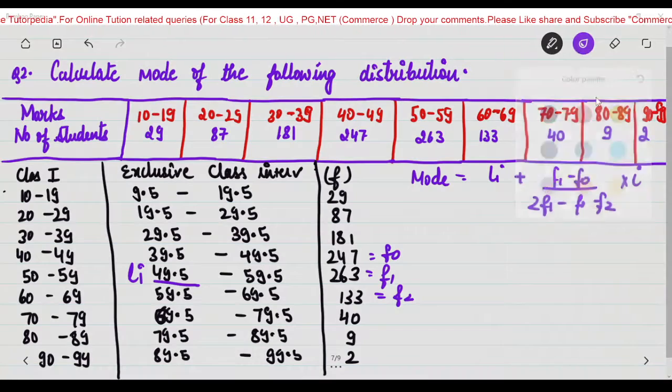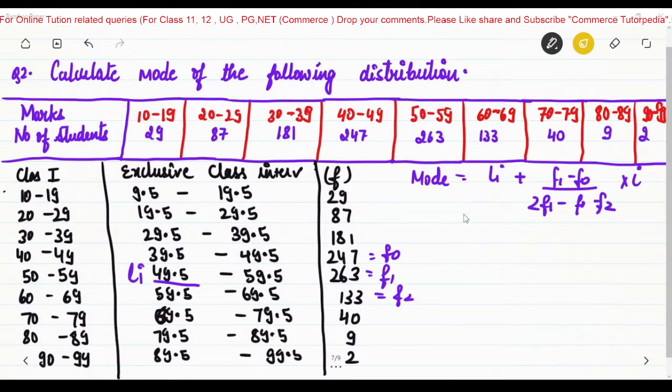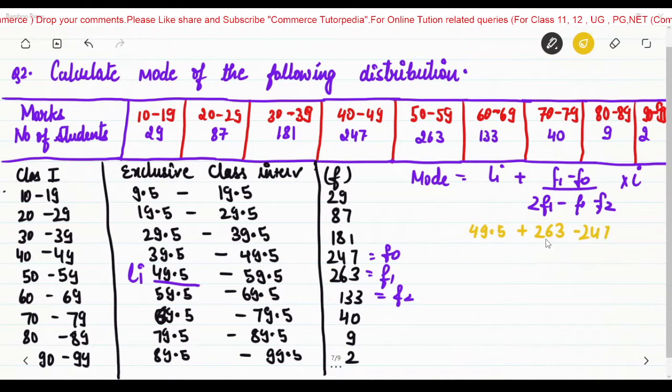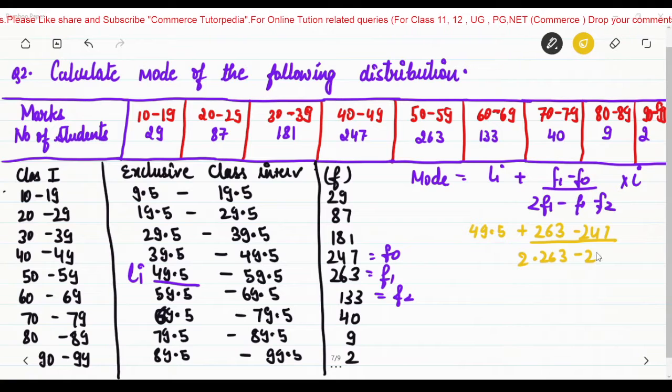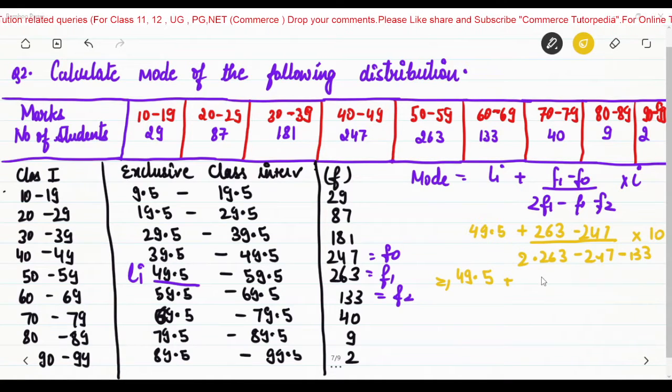So let us put the values in the formula and get the answer. L1 is 49.5 plus F1 is 263 minus F0 is 247 upon 2 into 263 minus 247 minus 133, into I, which here is 10. When we calculate it, what we are going to get is 49.5 plus 263 minus 247, which is 16.